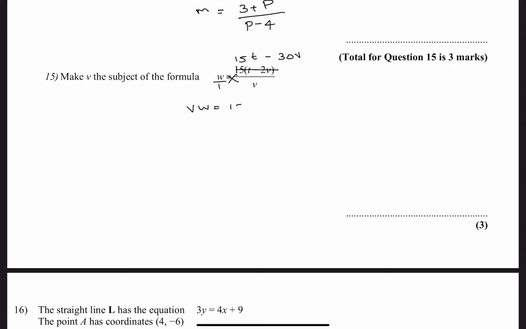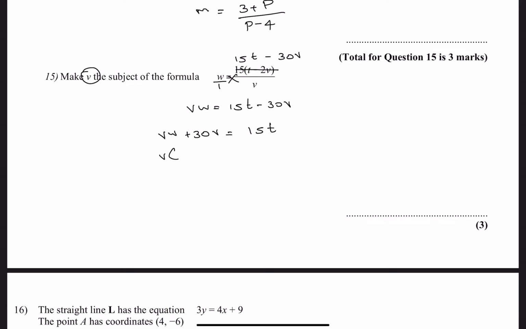Same thing anyway, 15t minus 30v. You want to make v the subject, so bring everything with the v to the left-hand side. Minus 30v is a plus 30v because it jumps the equal sign. The 15t doesn't have v, so it can stay. Nothing else can move to the right because there's nothing to move.